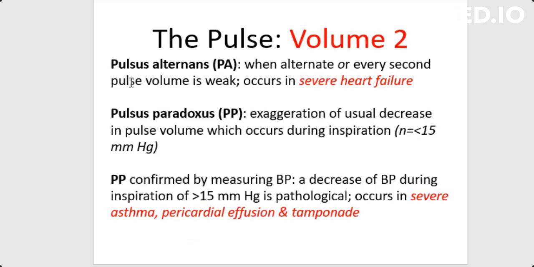I've already described pulsus alternans. Now let's move forward to pulsus paradoxus. This is an exaggeration of the usual decrease in pulse volume which occurs during inspiration. It is confirmed by measuring the blood pressure. You will observe a decrease of blood pressure during inspiration of more than 15 millimeters of mercury. And that is pathological, and usually it occurs in severe asthma, pericardial effusion, and cardiac tamponade.